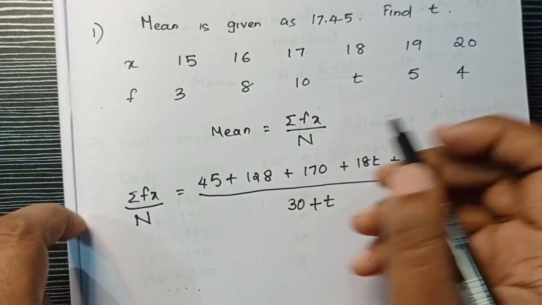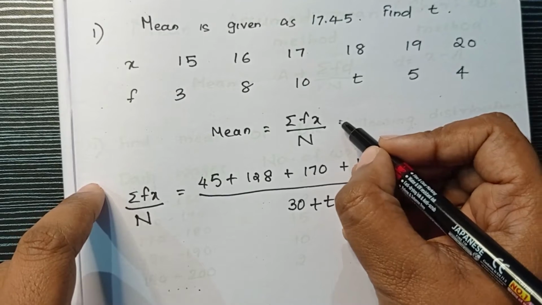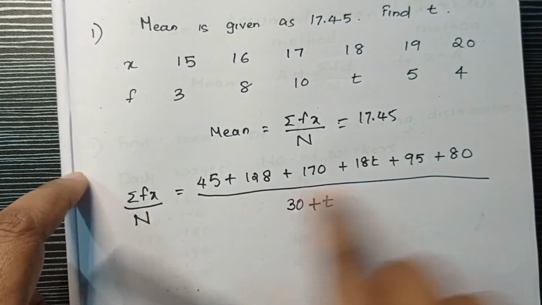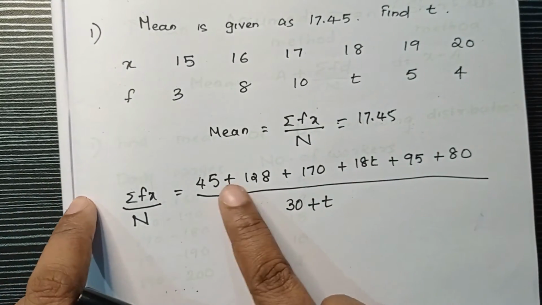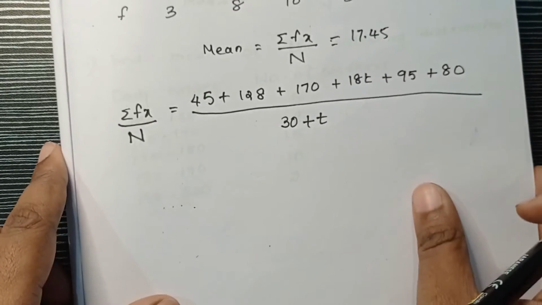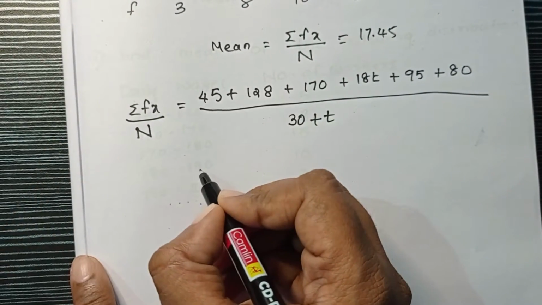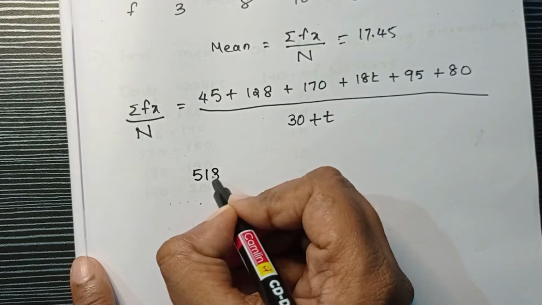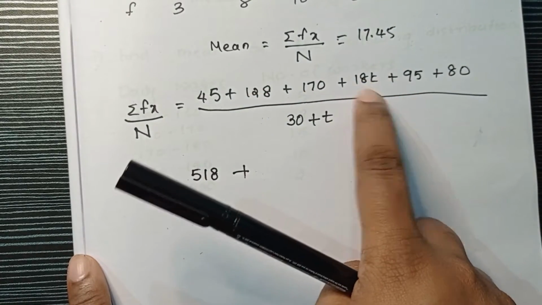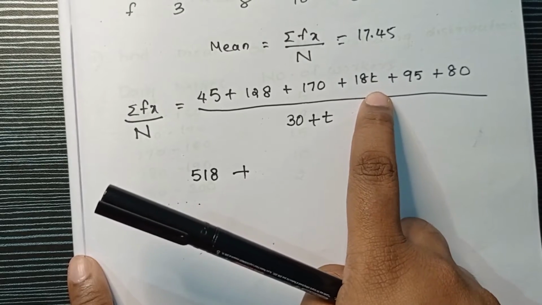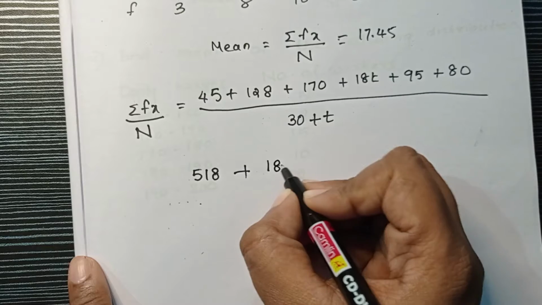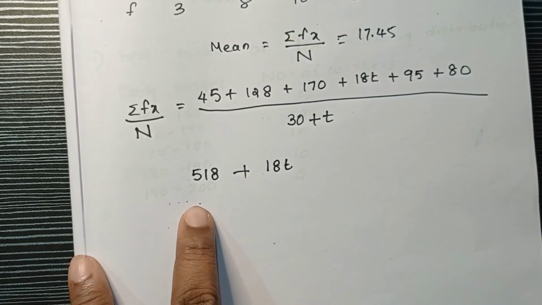Okay, now the mean is given in the question as 17.45, so we can substitute this value here. So what we will be getting is, I'll just add these values also. So that is 518. I have just added these values. But I cannot add this value because there is a variable here, so we have to keep that separately. Plus 18t. How did I get this 518?